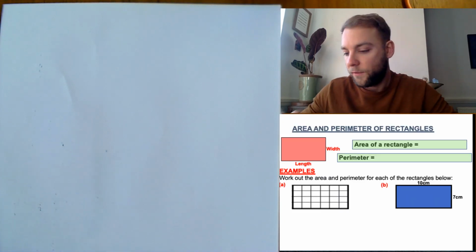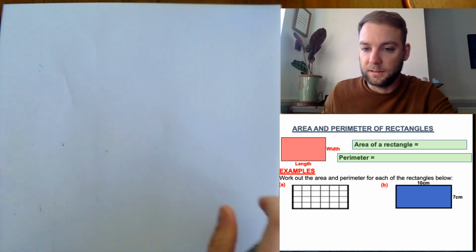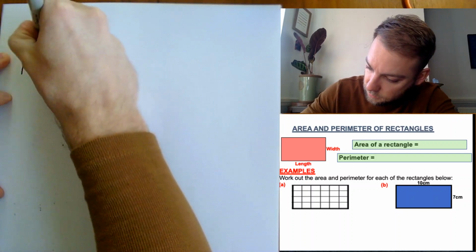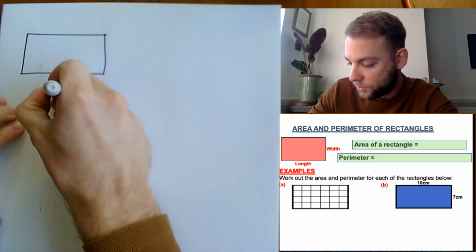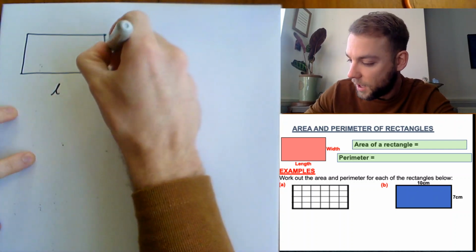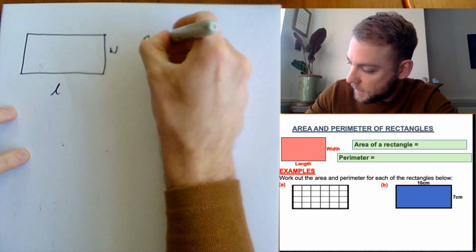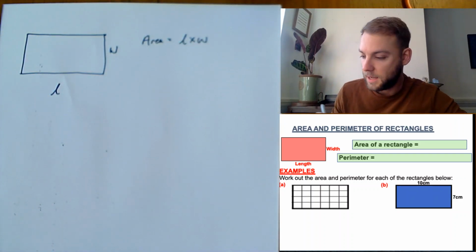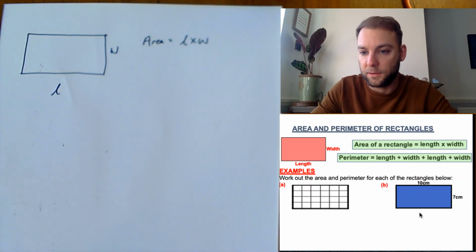So, first of all, it's probably worth noting what the area of a rectangle is. So here we have a rectangle. Let's draw this. Now, I think this one's quite straightforward. So this is the length and this is the width. And the area of this is equal to the length times by the width. Okay, so that's the area of a rectangle. Let's pop that on there just so you can see it. The area of that is equal to length times width.